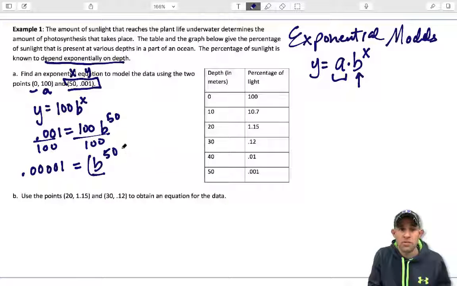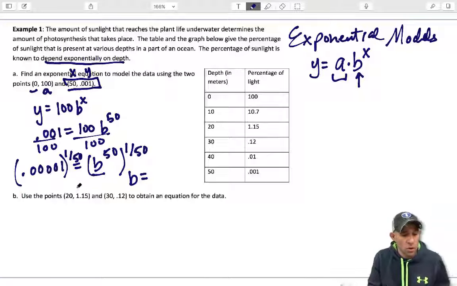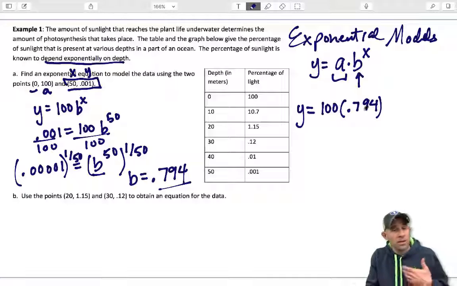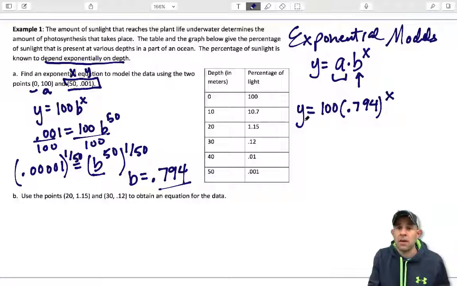Alright, now to find our growth factor, we've got to get b by itself. To undo the 50th power, we need to take the 50th root, or raise that to the 1 over 50th power. And what we do to one side, we have to do to the other side. Now we can check this on our calculators. We'll take 0.00001 to the 1/50th power, and that's going to give us 0.794. So our growth factor here is 0.794. That leaves us with the equation y equals 100 times 0.794 to the x power, and since the growth factor is less than 1, that indicates decay.